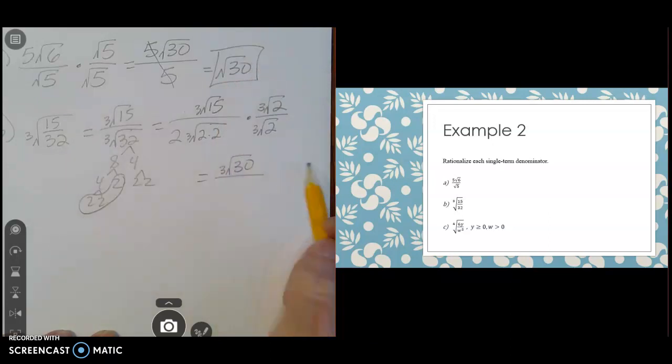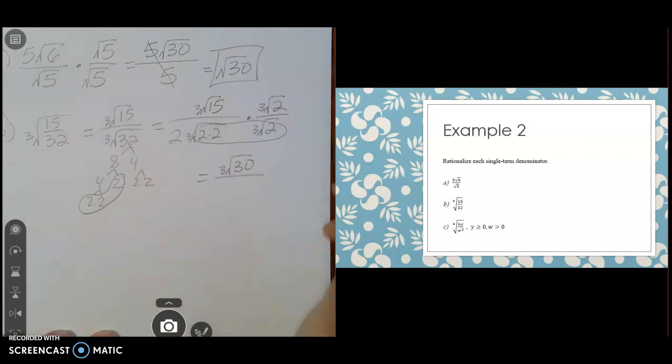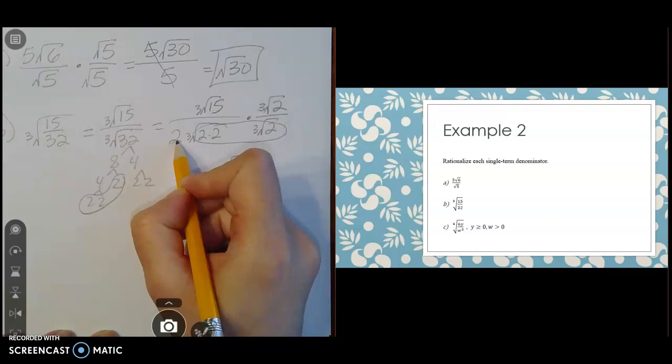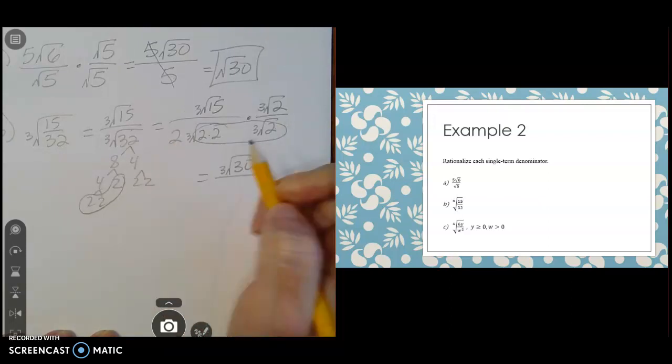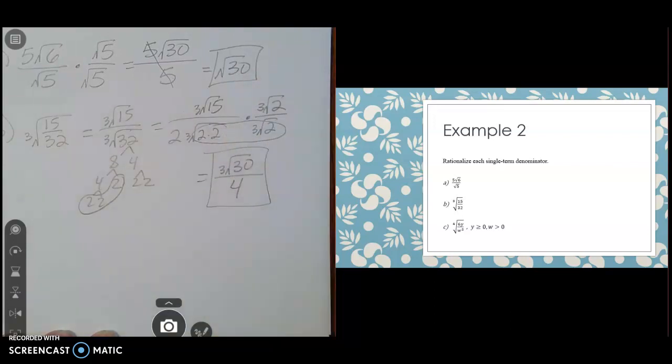In the denominator, what's going to happen is we're going to have a group of 3 2's. So they're going to come out of the radical as a 2. They'll multiply by the 2 that's already there. And 2 times 2 would be 4. That's all we can do. In case you're wondering, can we simplify the 30 and the 4? Nope, because the 30 is inside a cube root and the 4 is not. So this is all we can do on that one.